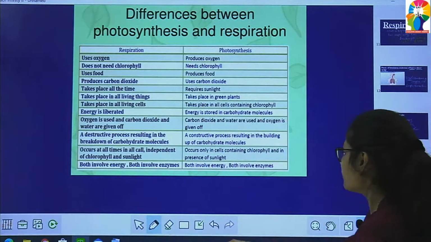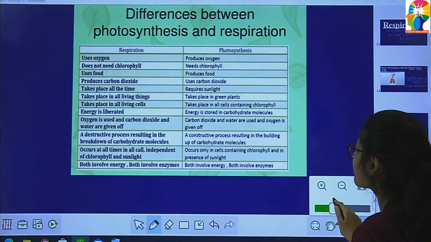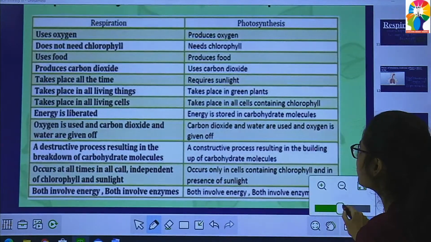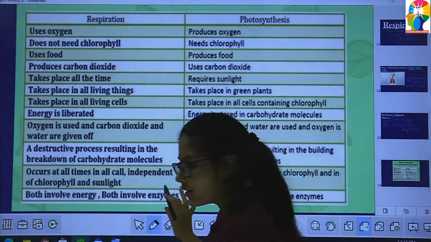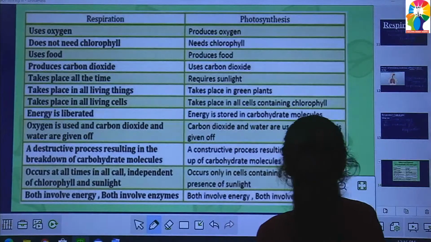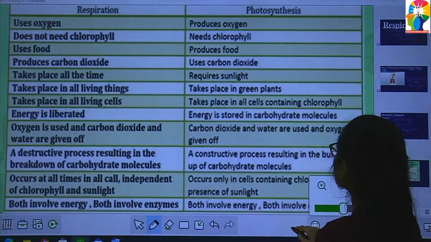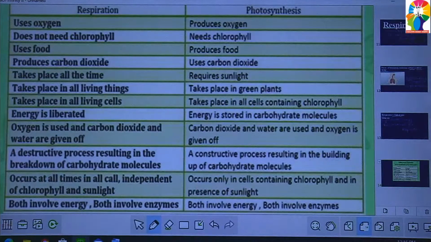Okay? Now is this clear to you? Is this image is clear, or should I zoom it more? Now it's clear? Comment jaldi. Is this image clear? Zoom more, zoom. Zoom it more. Now it's clear. Okay, now it's clear. Okay.